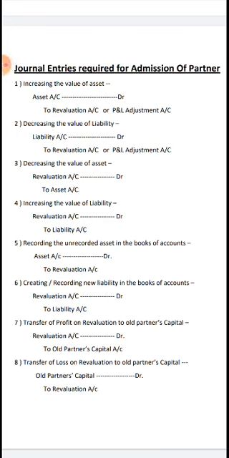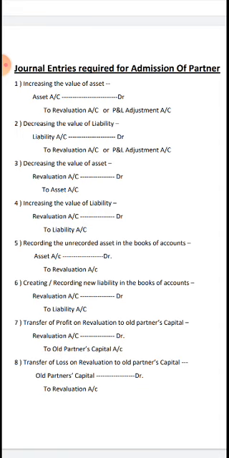In the previous video, we studied the revaluation account and the steps required for solving the problem of admission of partner. In this video, we start with the journal entries required for admission of partner. Journal entries are the base of accounts, which you have already studied in 11th. So let's begin with the journal entries related to admission of partner.